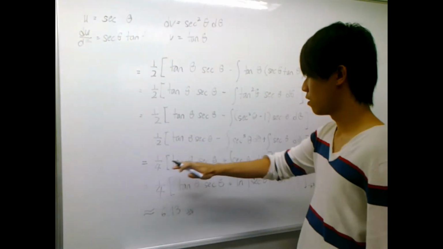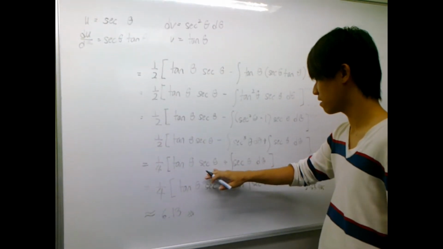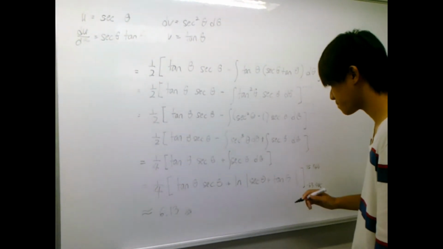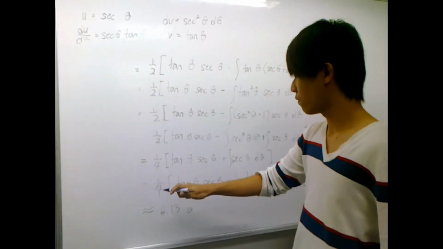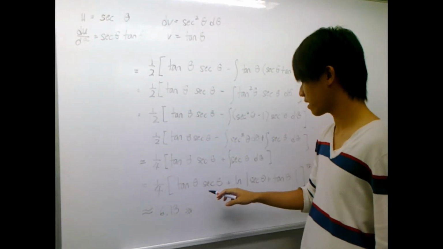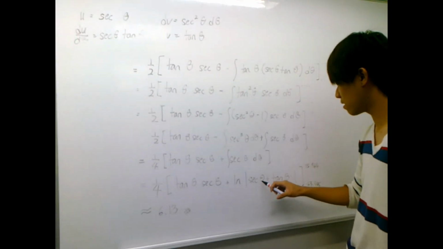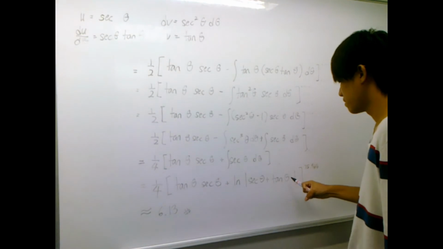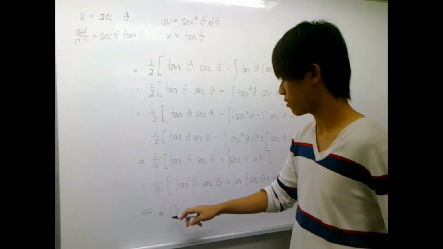So now we have 1/4 tangent theta secant theta plus the integral of secant theta d theta. And as we solve this, we have 1/4 tangent theta secant theta plus ln modulus of secant theta plus tangent theta. And as we solve this by substituting the limits in, we have 6.13, which is the answer.